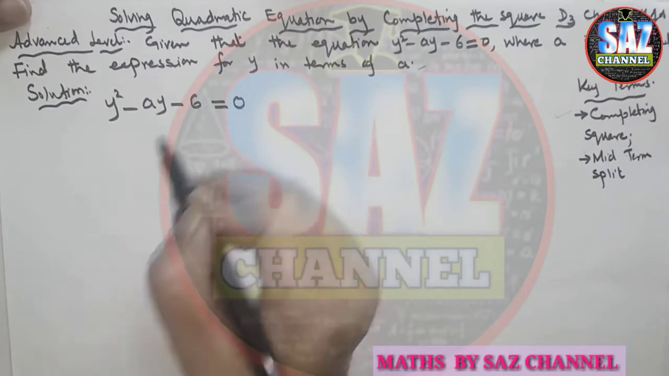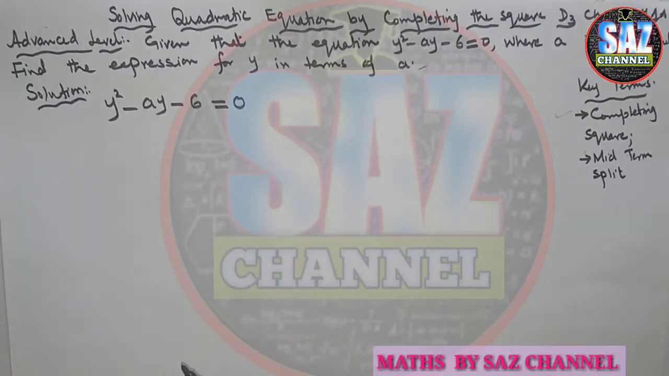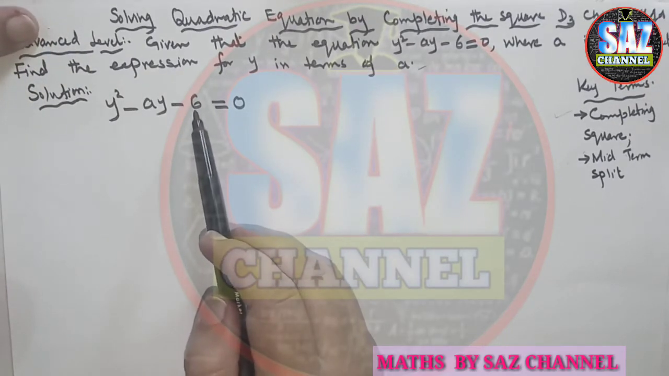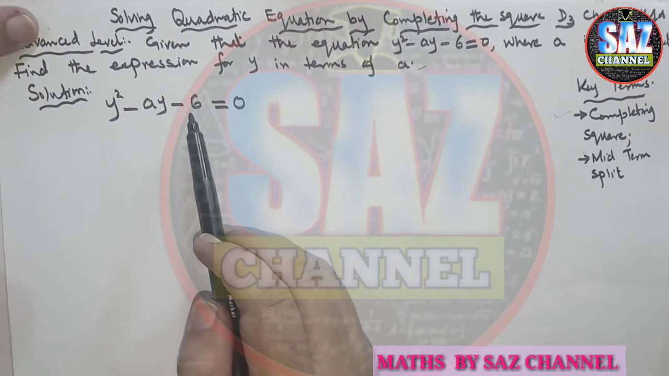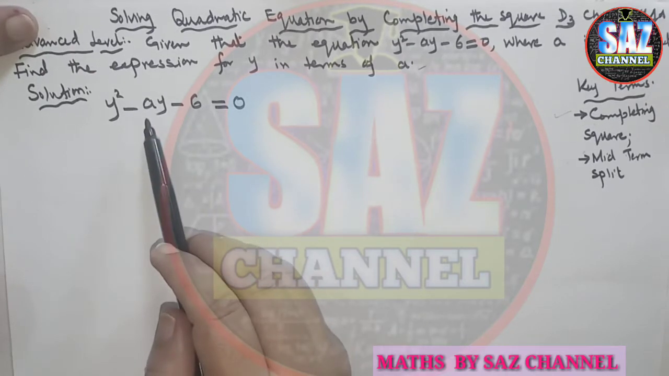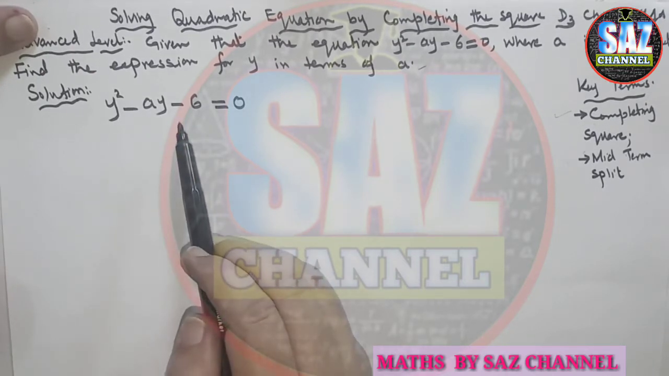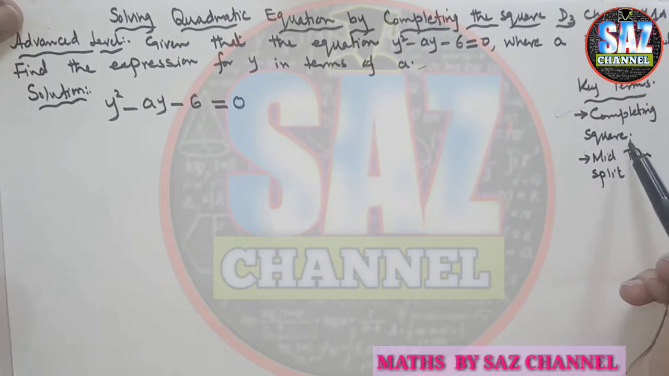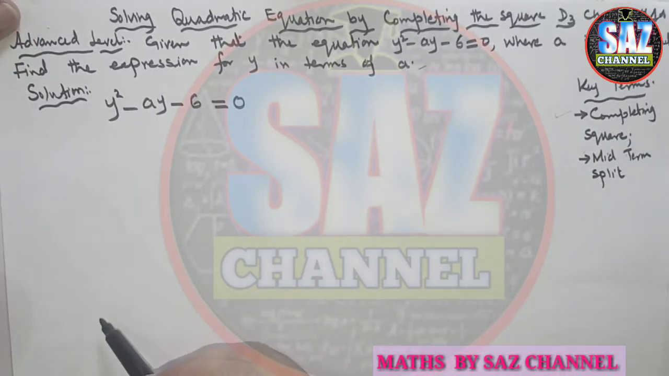If we try to apply mid-term split, we cannot apply mid-term split here because we cannot find two suitable factors that can give me minus ay and minus 6 at the same time. So we have to go for the method of completing square for the solution of this equation. Now, how to apply the method of completing square?